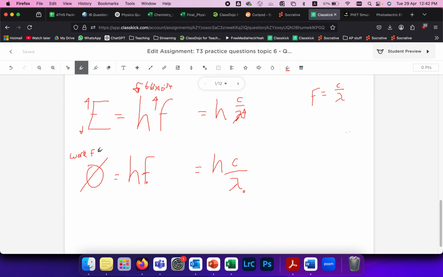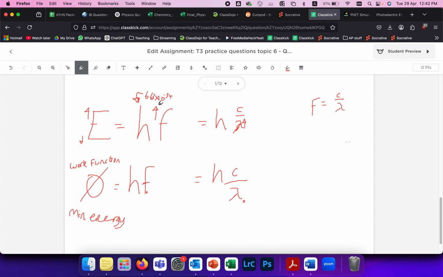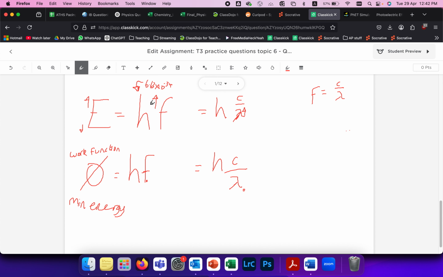Work function. And this tells me the minimum energy I need to eject an electron. Min energy. Sorry, I'm just using my mouse here. I am going to upgrade to a pen in my next videos, so keep an eye out for that. So this is just on the mouse, so it's not really very neat. Okay, great. So now we have phi equals hf.